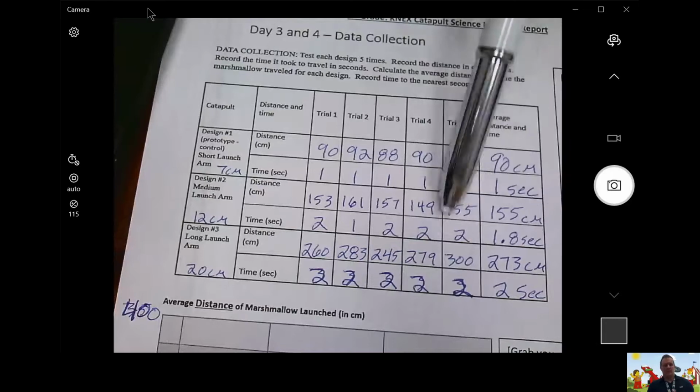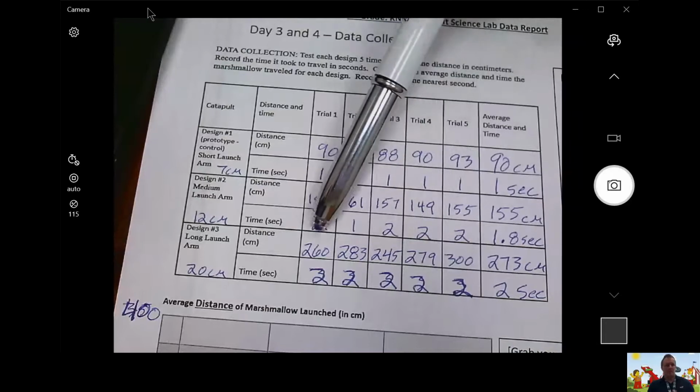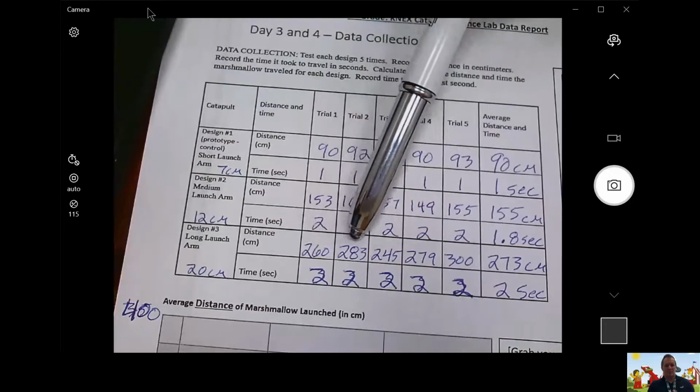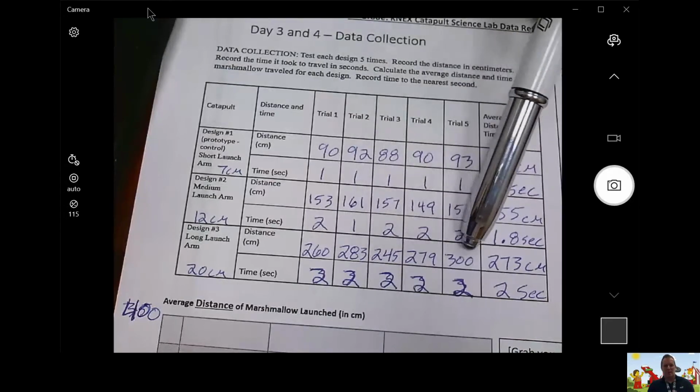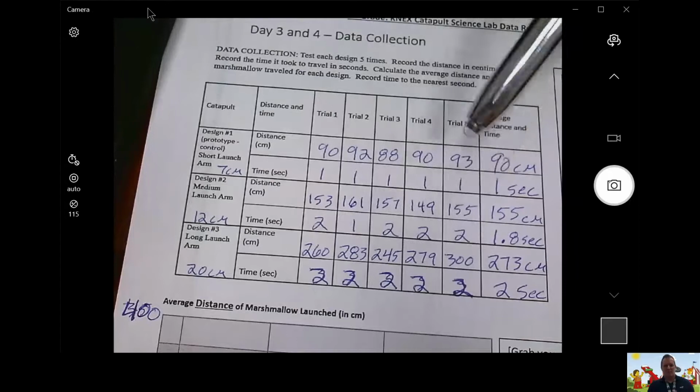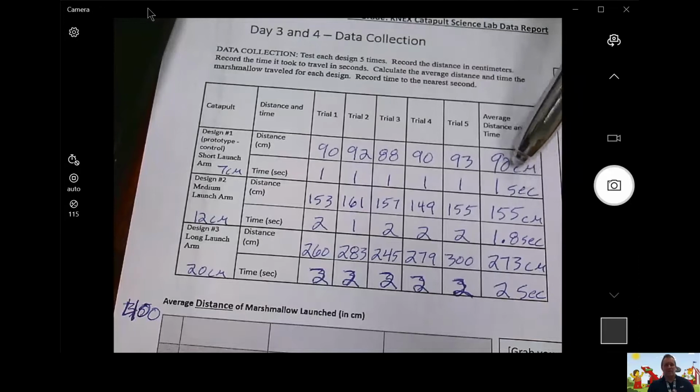Okay, and then let's drop down to the last one. So my long launch arm, you can see my numbers here, pretty good. Not too bad. And then my average distance. Notice, is my distance increasing, decreasing, or staying the same? And then look at my time. So 1 second, 1.8, and 2 seconds. Very close. I mean, 2/10 of a second is nothing. So I would say these are very close to each other.